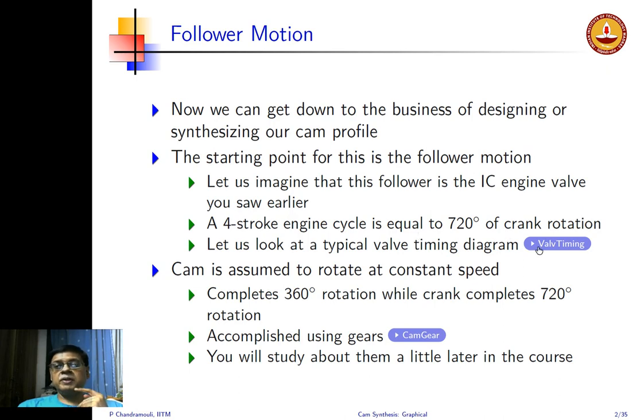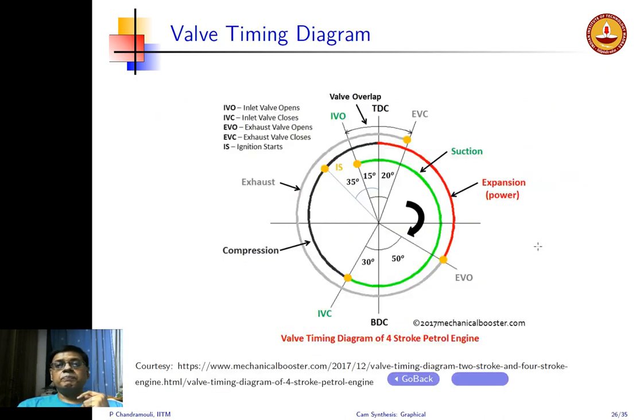So let's look at a typical valve timing diagram. This is something that people do in IC engines. What I want you to pay attention to is the green curve. This line is where the intake valve opens, which is about 15 degrees before top dead center. Top dead center is when the piston is at the top. Bottom dead center is when the piston is at the bottom. So about 15 degrees before it reaches top dead center, the intake valve opens. This is a typical valve timing diagram of a four-stroke petrol engine.